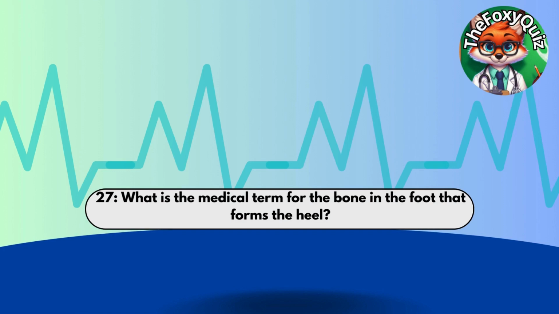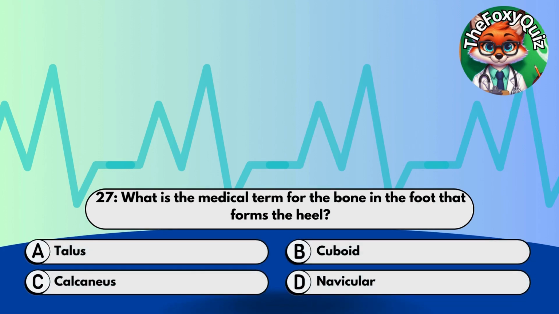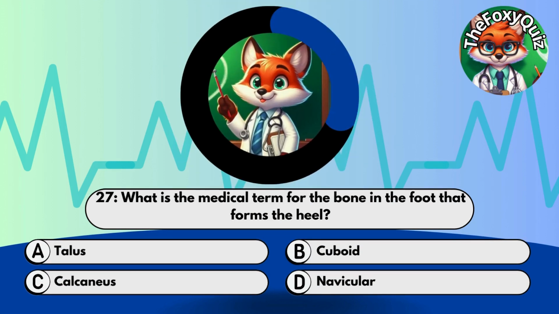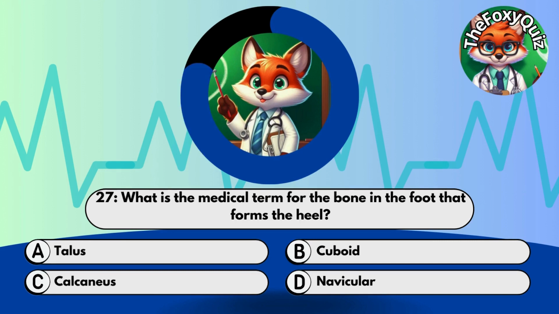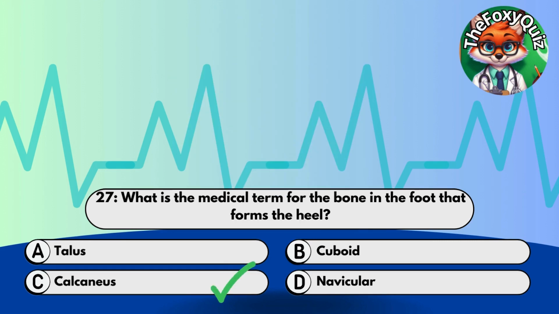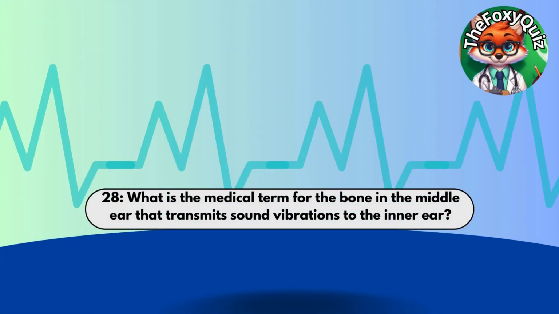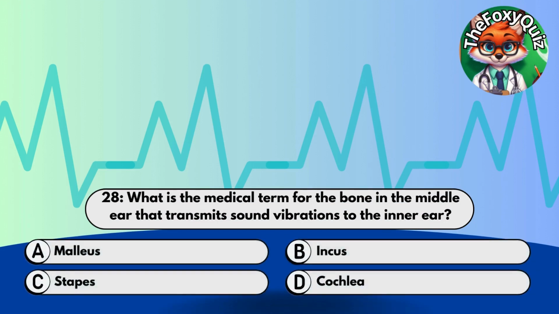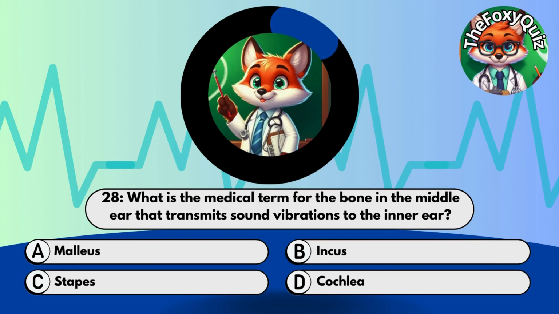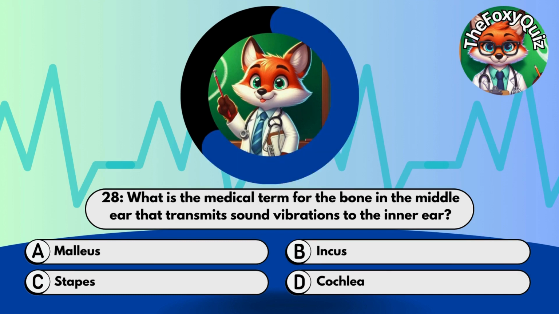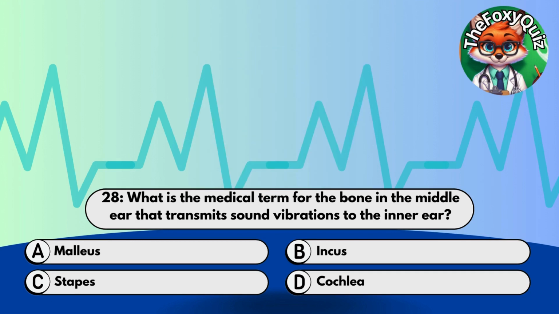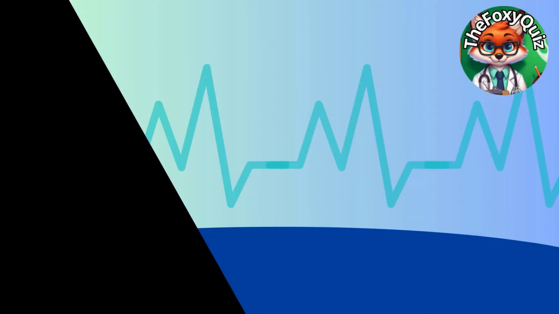Question 27. What is the medical term for the bone in the foot that forms the heel? Your choice? A, B, C, or D? Answer C, calcaneus. Question 28. What is the medical term for the bone in the middle ear that transmits sound vibrations to the inner ear? Select your answer. A, malleus. B, incus. C, stapes. D, cochlea. Answer C, stapes.